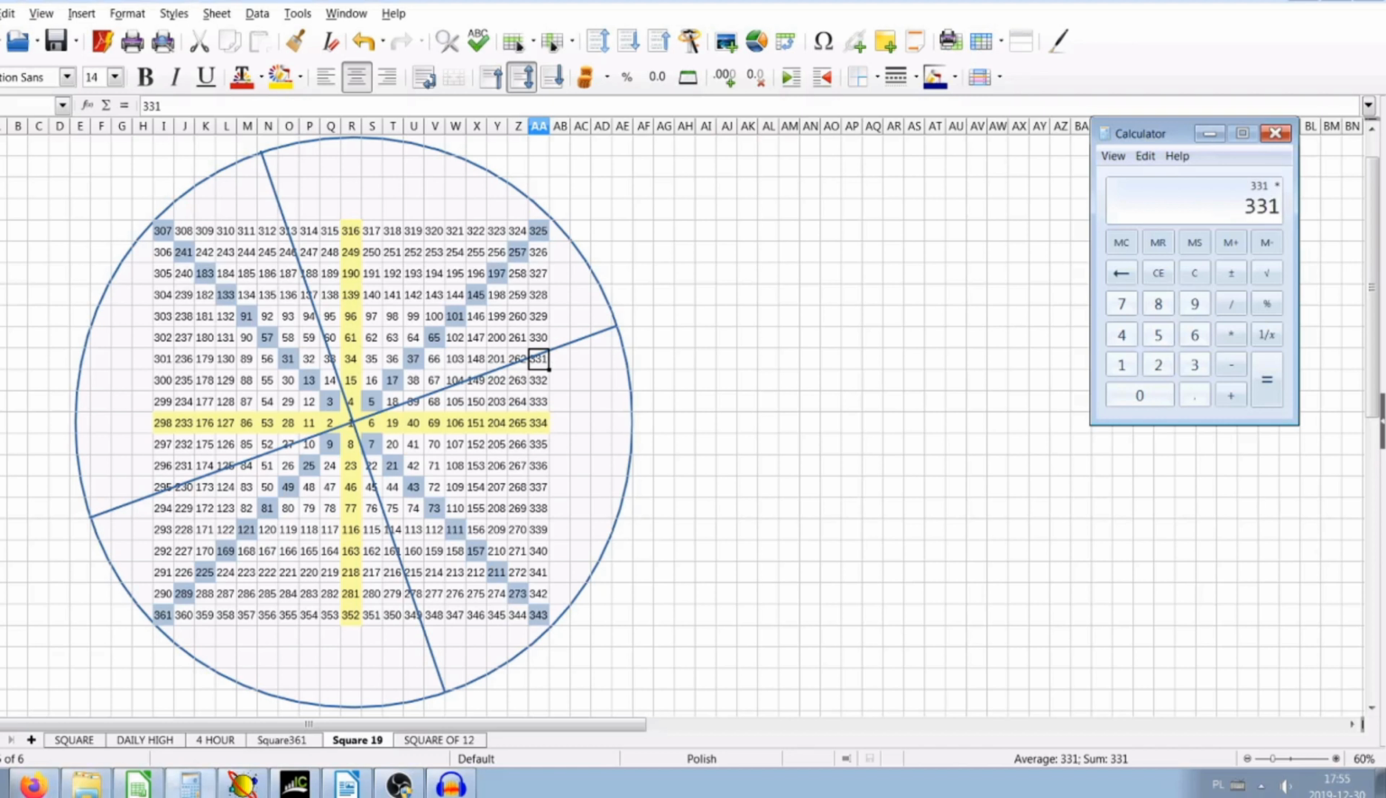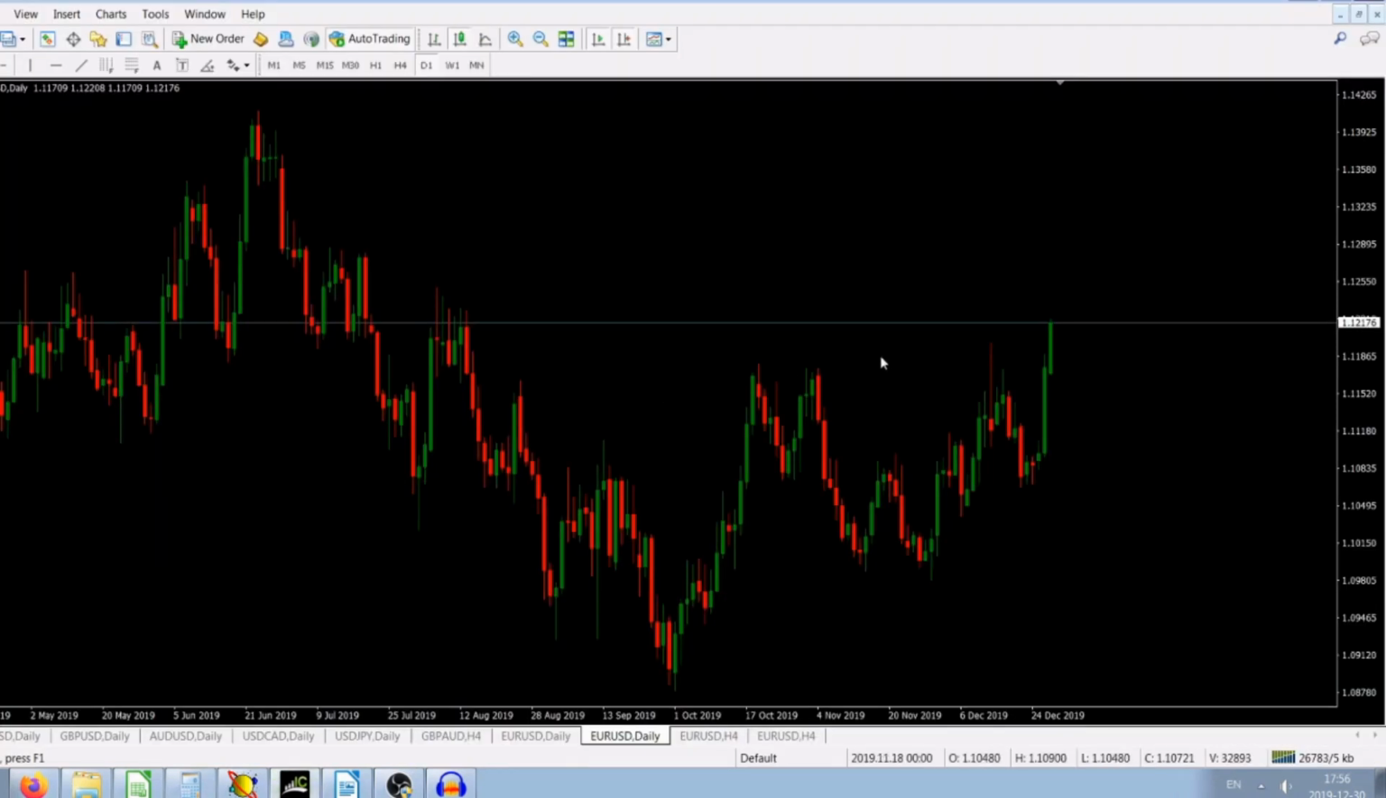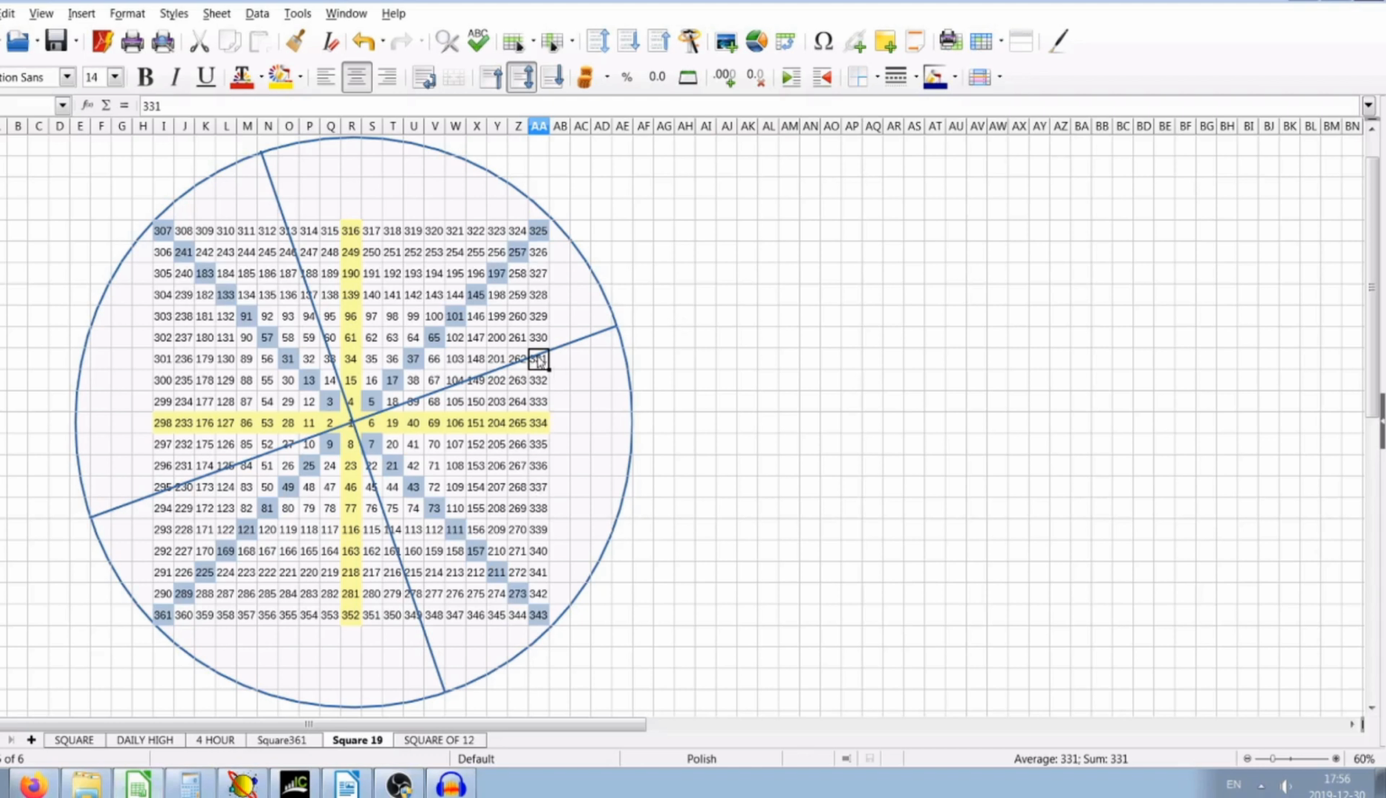If we square it, we get 109561, which is probably one of the bottoms or tops of Euro USD. Euro USD 109 and something is somewhere in this area. This is the daily chart. So probably here the market found its bottom. So the next step would be 331.